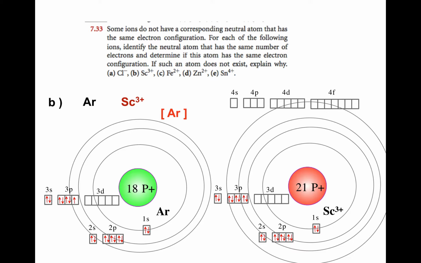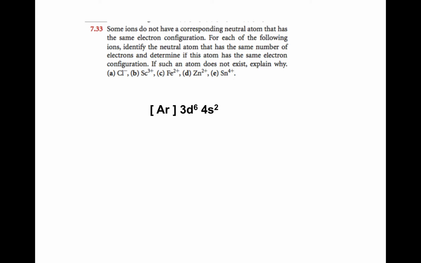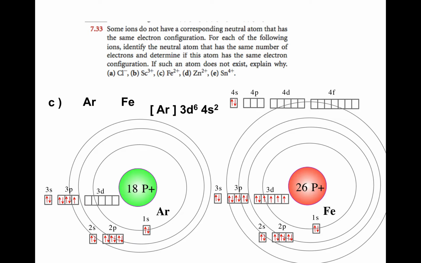If we're looking at iron 2+, there's 2 electrons in the 4s, and if I remove those, I now have 6 electrons left over in the 3d. So no, there is no neutral atom that's isoelectronic with iron 2+. So this is the thing with transition metals.